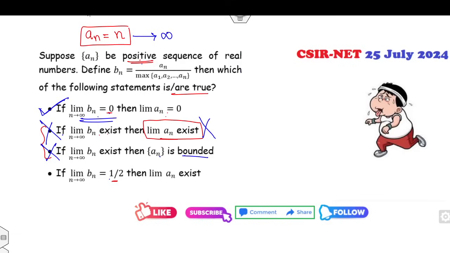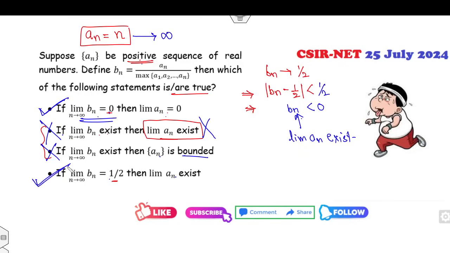Now look at this. b_n converges to half. What does it mean? |b_n minus half| is less than epsilon. So I can choose any epsilon, say epsilon is half. Then I can say this number will be greater than 0, because with epsilon half, if I open this, it is 0. So by the first part, the limit of a_n exists. So yes, this exists. So the right answers are A and D, the correct answers of this problem.